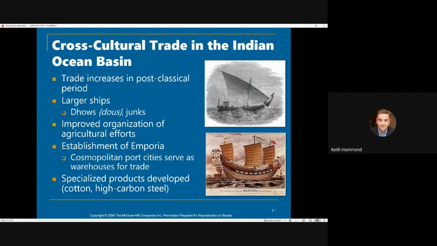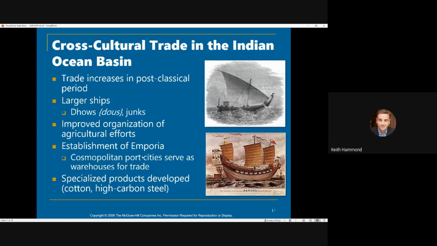And so what happens is these trade cities, which we could see on that previous map, are often going to serve as basically warehouses for trade for things from all over. So a cosmopolitan city means we have people from all over the world living there. And as you can see with the monsoon winds, people are going to stay in places for longer periods of time than you would necessarily expect a merchant to stay.